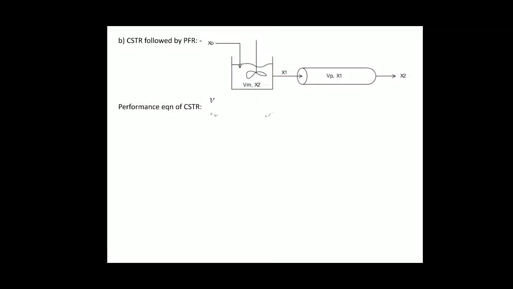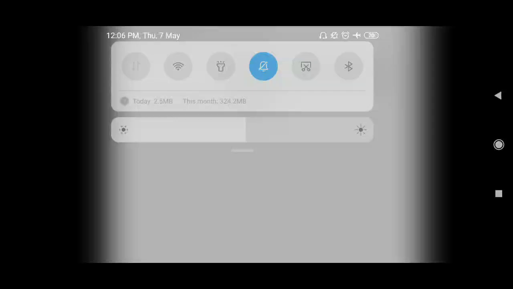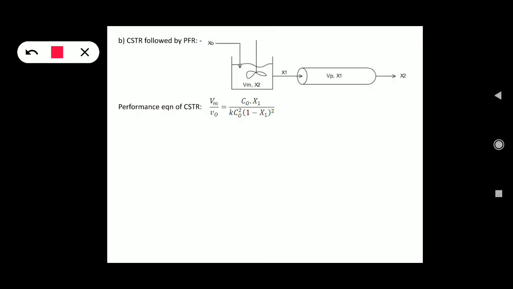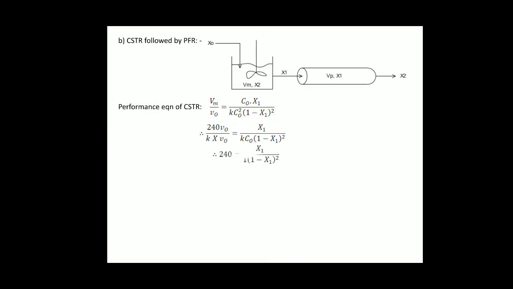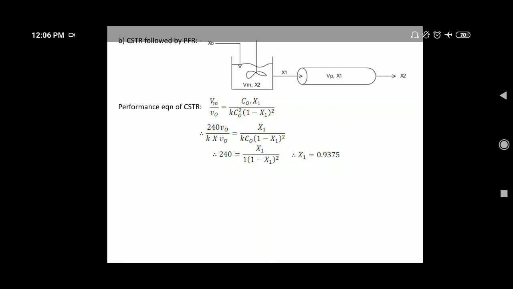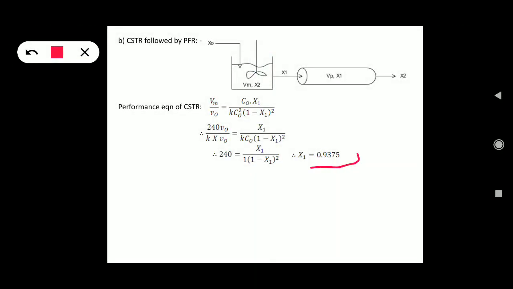For that I can write the performance equation of the CSTR. Now this CSTR is the first one, so you can see the performance equation V by V0 equals C0 into X1 minus X0. X0 is 0, so nothing is written there, and then minus RA1, because I am writing the performance equation of the first reactor where the conversion will be X1. By mistake X2 is written here, but it is X1. So I have the performance equation K C0 square (1 minus X1) square. If you substitute the values, you will get this, and again if you substitute you will get this. Now this is an equation; if I solve it, I will get the value of X1 as 0.9375. This is the conversion that takes place in the mixed flow reactor, which is X1.